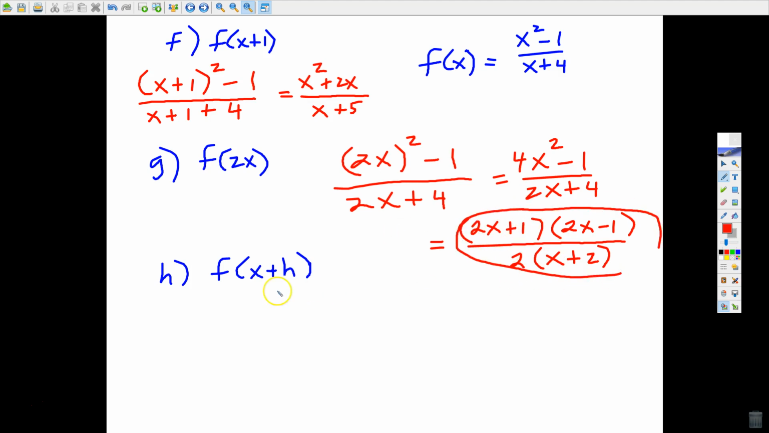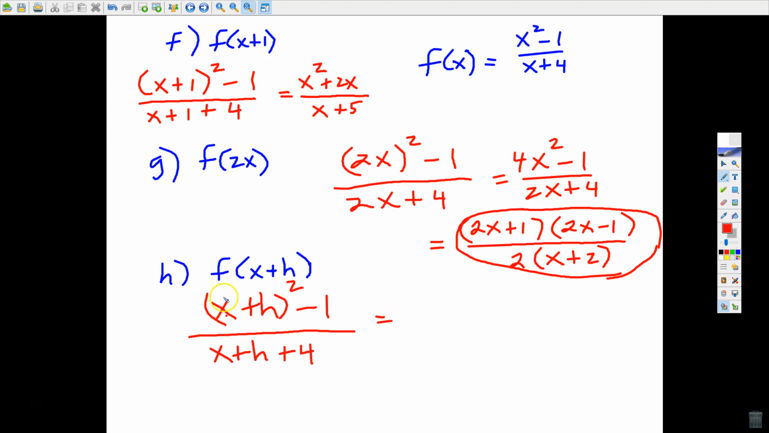Okay, we're almost done. Let's input x plus h into our function. So x plus h squared minus 1 over x plus h plus 4.